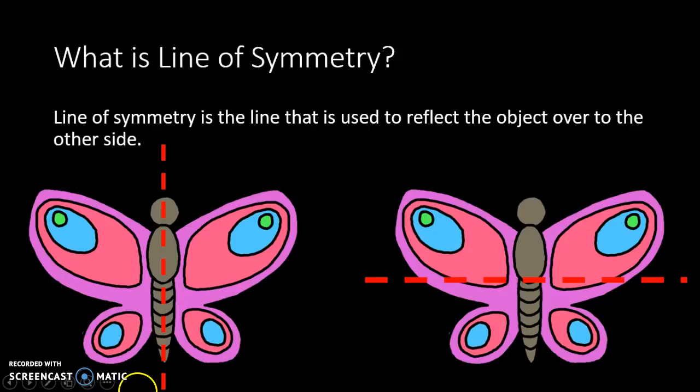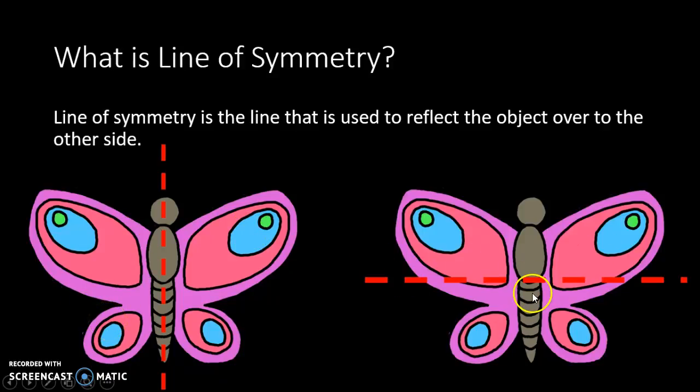So let's take a look at this butterfly right here. The line of symmetry is represented by the red dotted lines that are going vertical, or up and down. Taking a look, you can see that both sides of the butterfly are exactly the same. The tops of the wings match, the bottoms of the wings match. So if you were to fold this side over to this side, it'd be a perfect match.